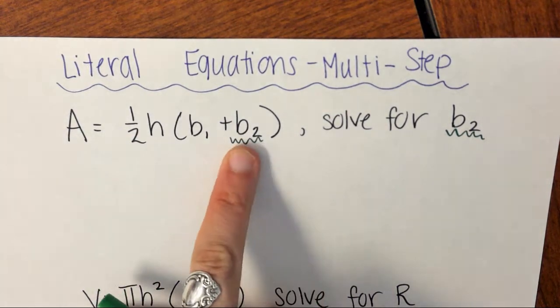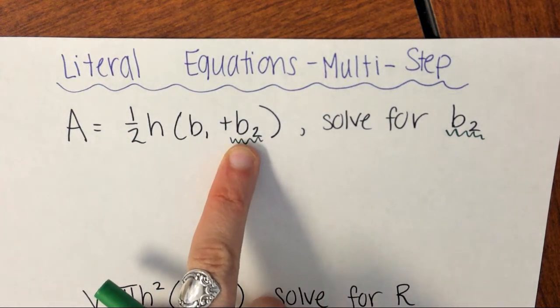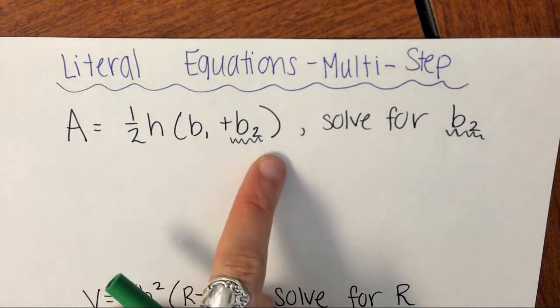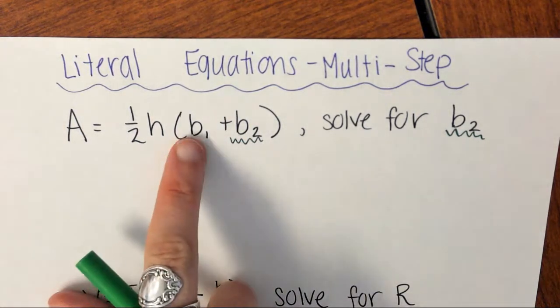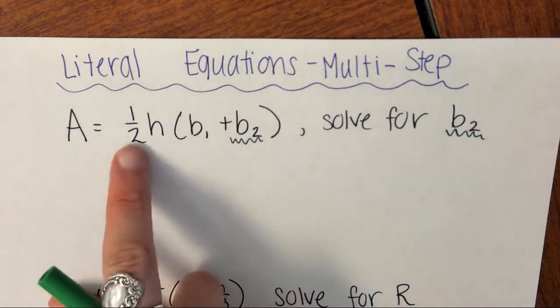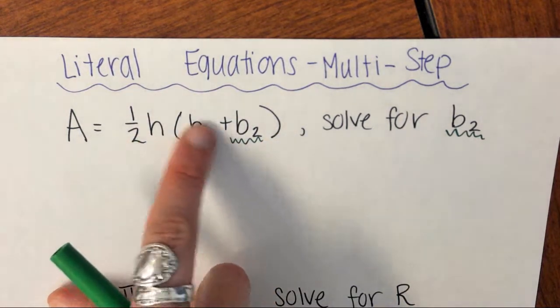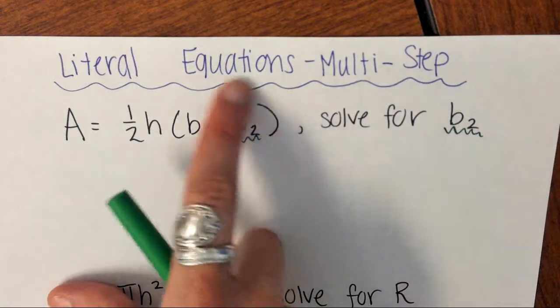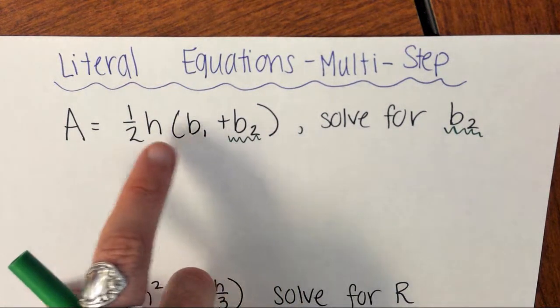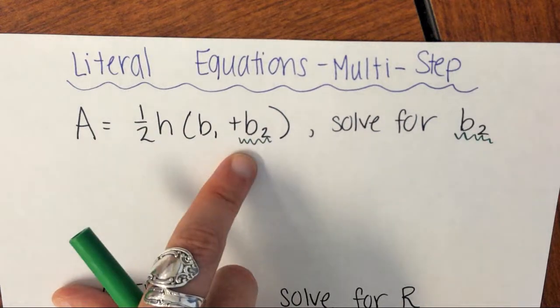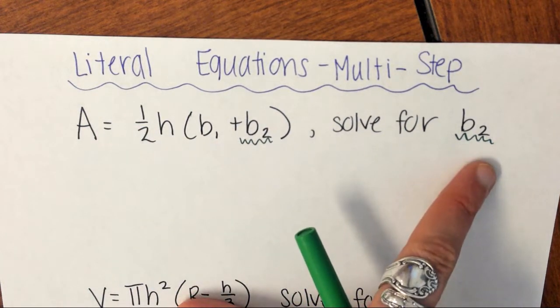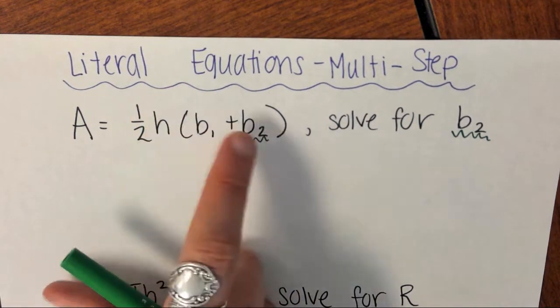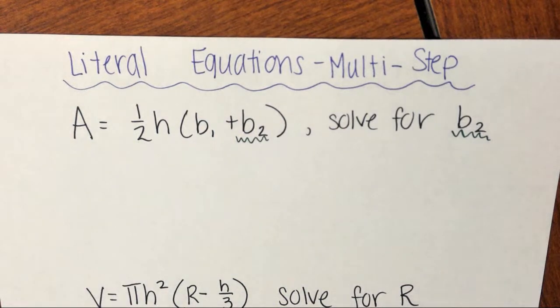We have b2, or b sub 2. So we have b1, base 1, and b2, base 2. Even though this looks like a bunch of terms, because of the multiplication and those parentheses, we're actually looking at one term here. So we have to make everything that's not connected to the b2 turn to 1, and then we're actually going to end up zeroing out the b1. But we'll go ahead and start with that one.